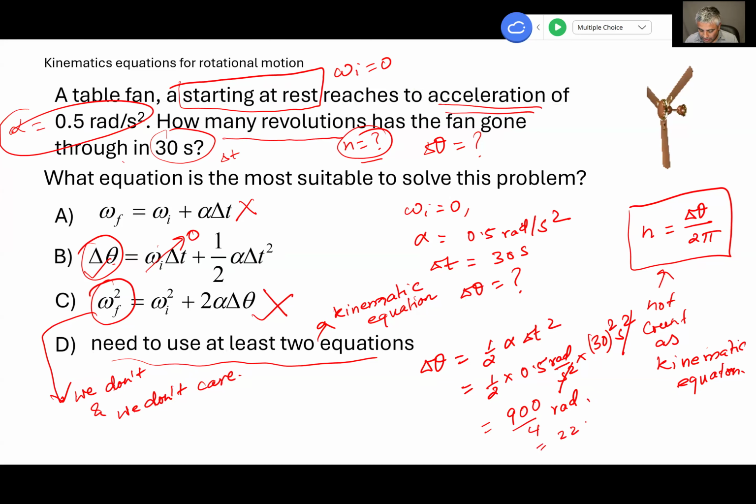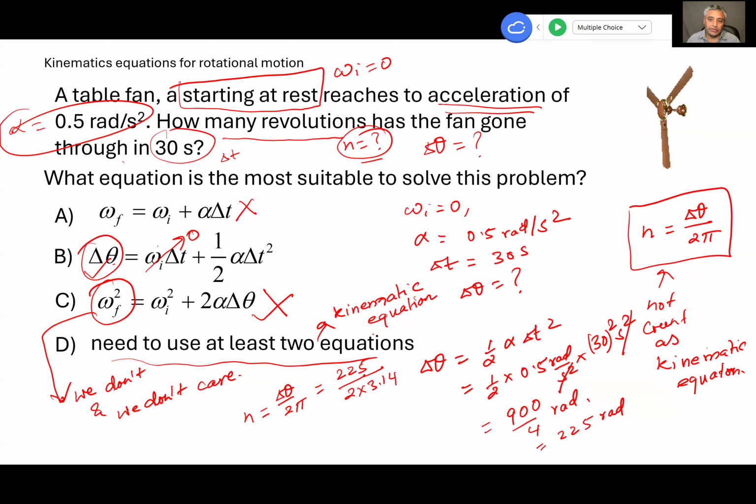Is that 225 radians? So now the number of rotations is delta theta over 2 pi, and that is 225. Divide that by 2 times pi, which is 3.14. So that should give you the number of revolutions.